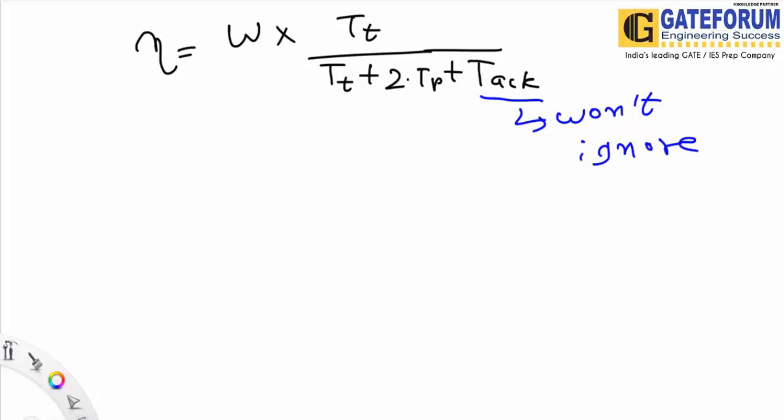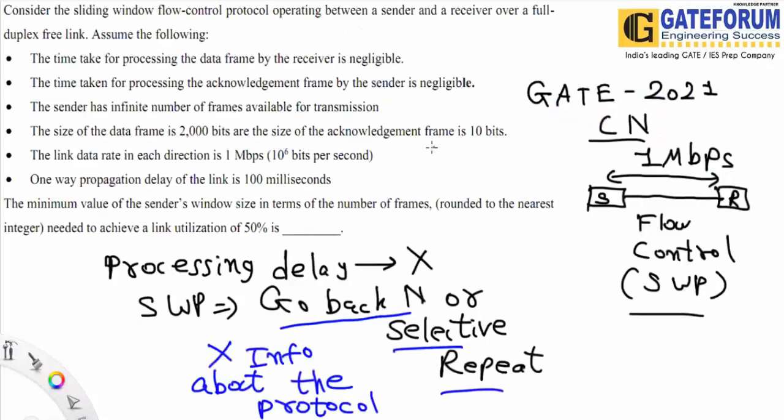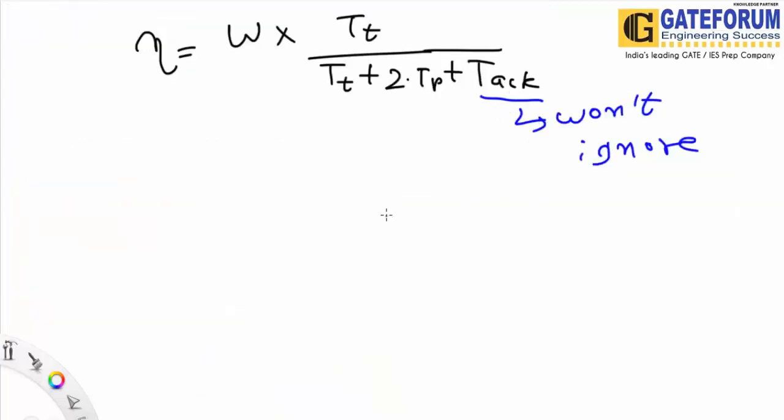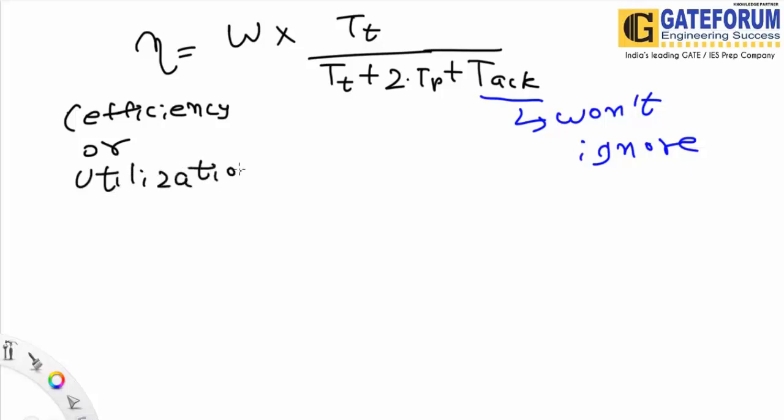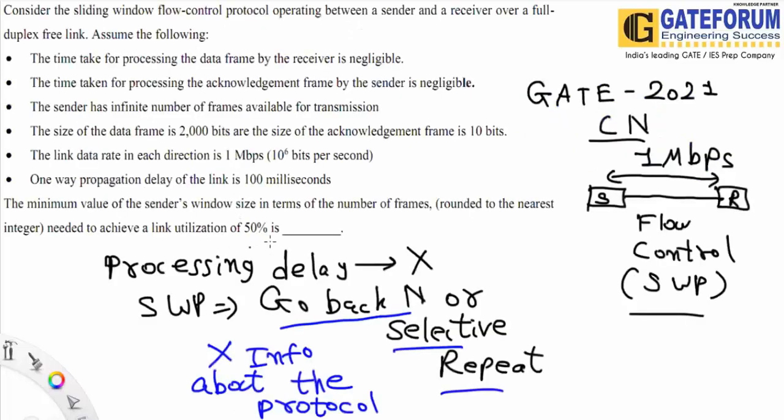The reason is that the question already says the size of the acknowledgement frame is 10 bits. It is given in the question, so we would not be ignoring the T of acknowledgement, or the transmission delay of the acknowledgement. The efficiency, or utilization, is given in the question as 50%. Okay, so let's calculate.